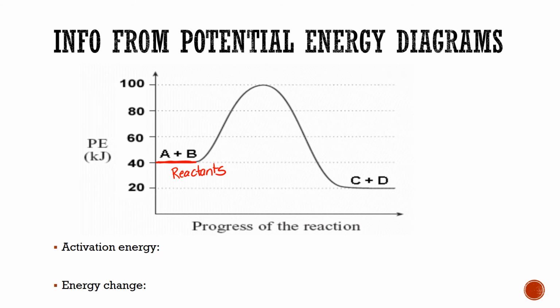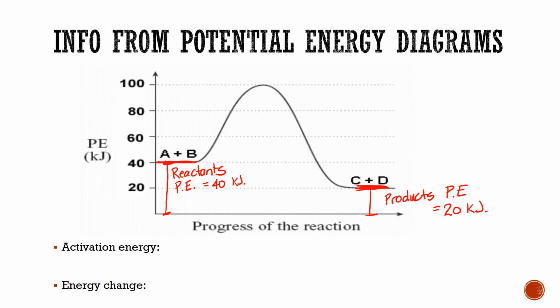So I've got A plus B. Those are my reactants. And this energy right here from 0 to 40 represents the potential energy of those reactants. So the potential energy of the reactants is equal to 40 kilojoules in this particular graph. Potential energy of the products goes to this end line here. So here's my products' potential energy, and this is a little bit lower, so I have 20 kilojoules.